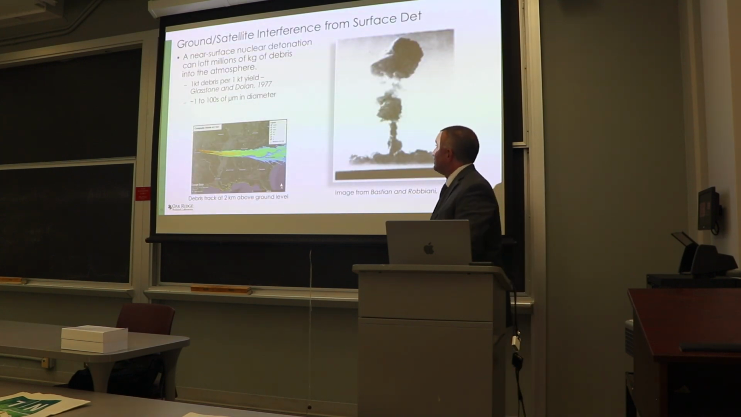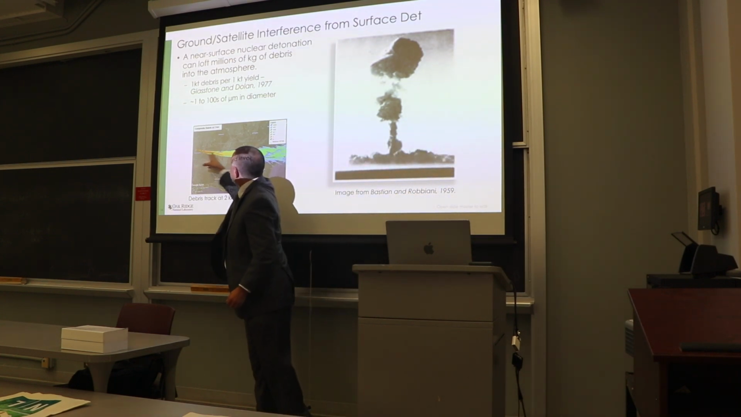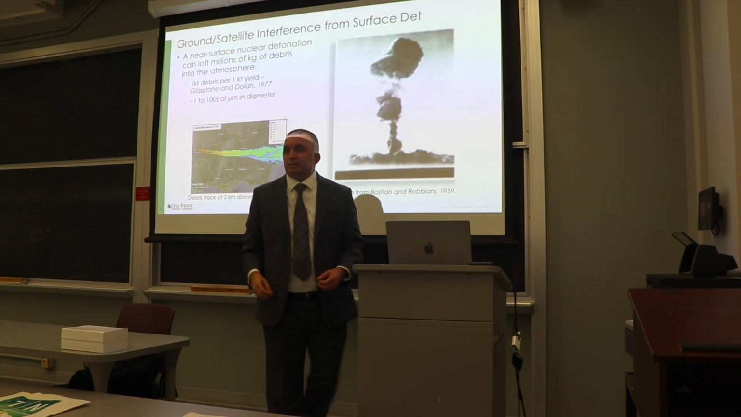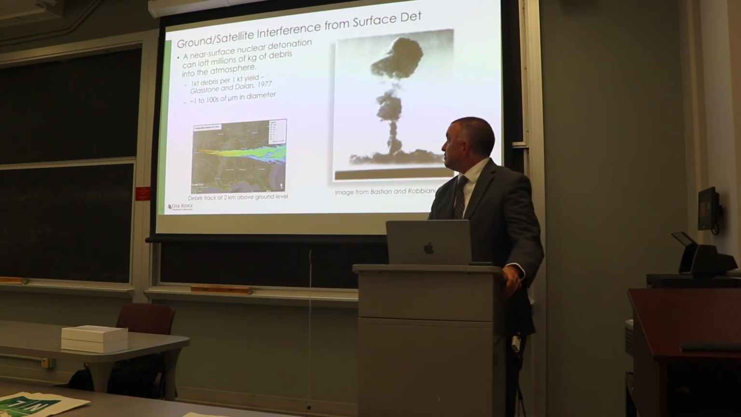And so we have models that we built that mimic that at a first principles level, and that's what we were using. And so what we go into next is looking at these debris tracks. We're going to use here, for example, a 10 kiloton detonation in Oklahoma City.